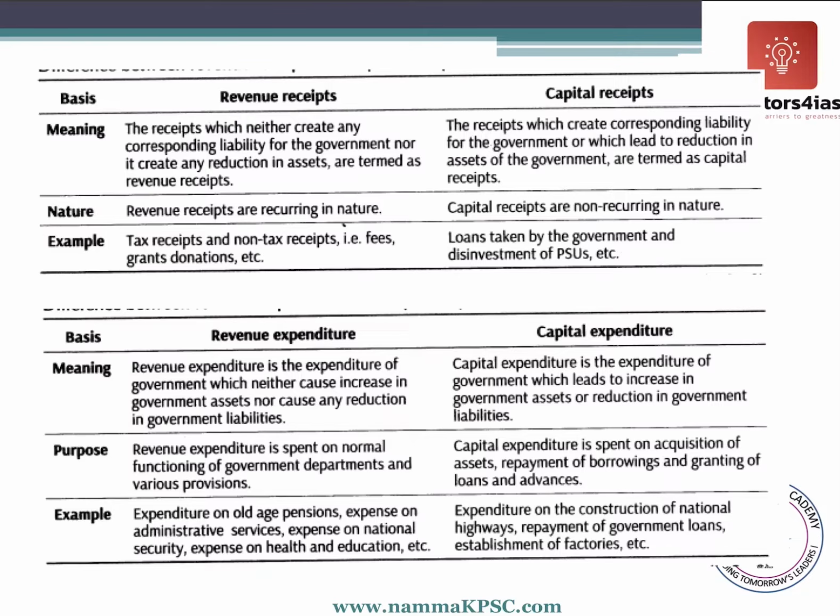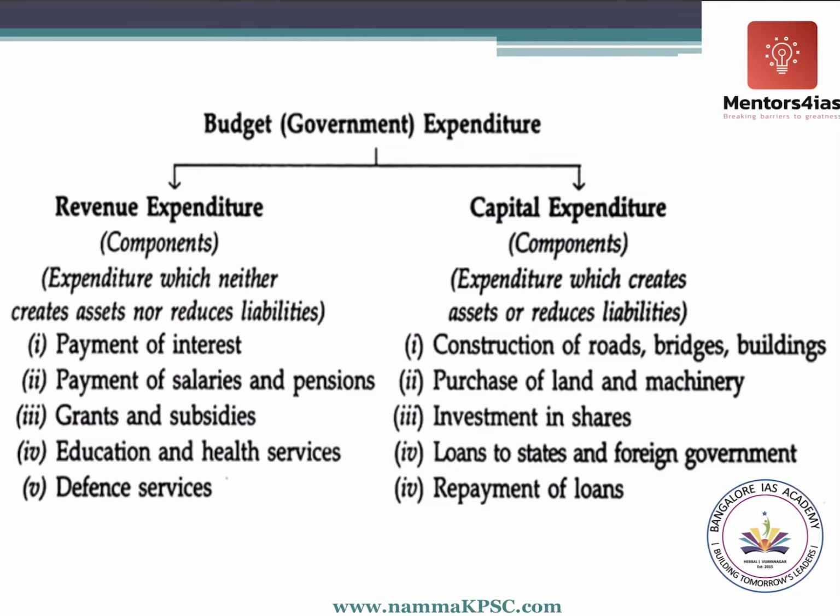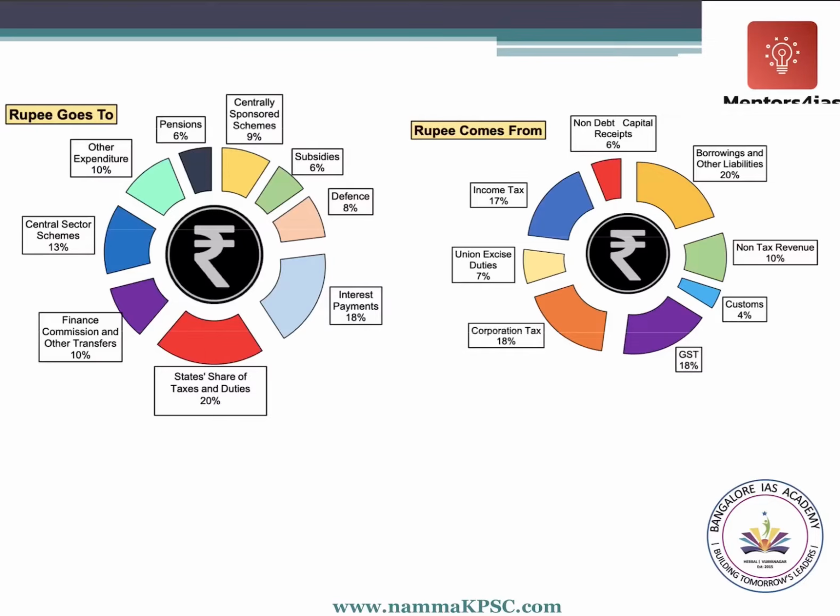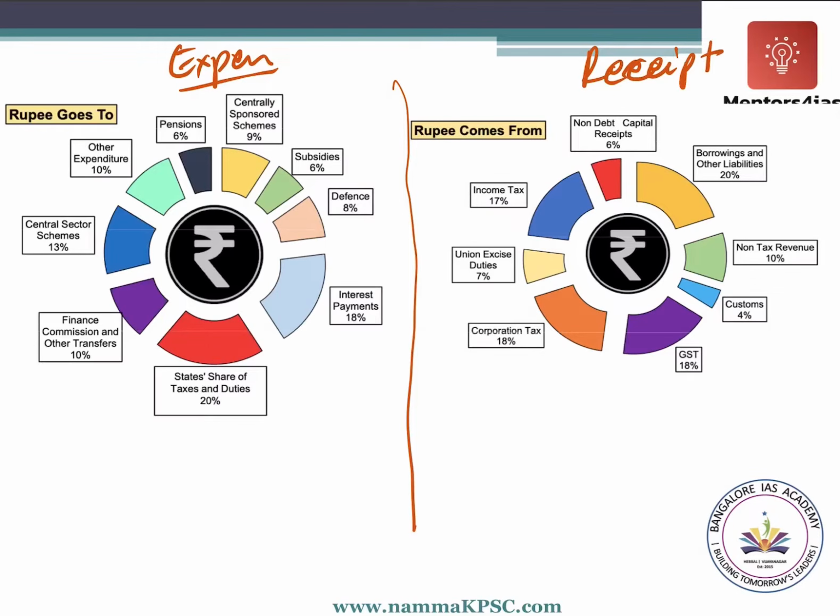Now you can pause this video and read the definition of this. Okay, I'll move on. As I told you, for revenue expenditure and capital expenditure examples, you can pause this video and read it once again. Now if you see this year's budget, the 2020 budget, there is a graphical representation of the government's expenditure and the government's receipt. That means where does a rupee come from? That is receipt. And where does a rupee go?